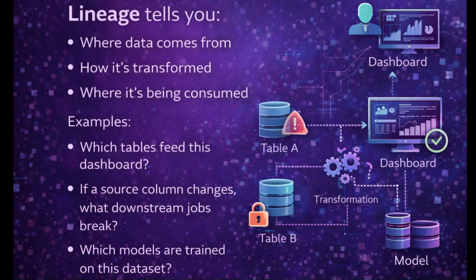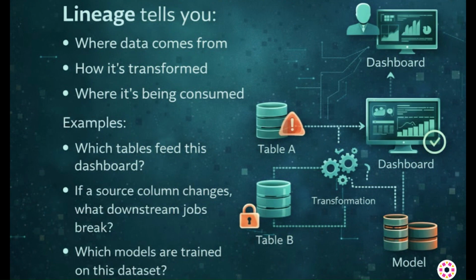And the last keyword is data lineage. As the name suggests, it tells you the lineage of any data. That means where data comes from, how this data is being transformed, and where it is being consumed. For example, if you are using a dashboard, then it tells which table feeds the dashboard. If a column is changed in the data, then it tells which downstream jobs can be affected. And it can also tell which models are trained on some upstream data.